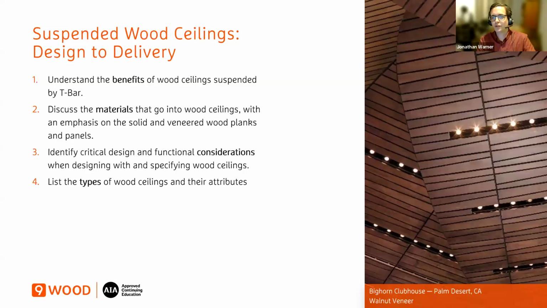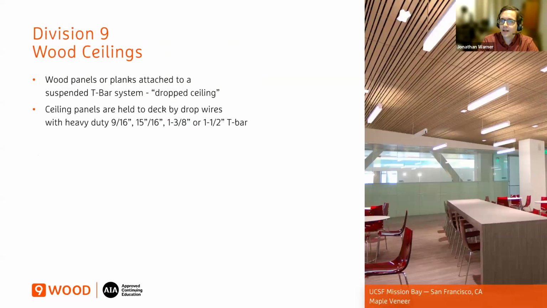Okay, so this course is a CEU accredited course. I'll give you your 1 point. It covers the 4 topics: the understanding of the benefits of wood ceilings suspended by T-bar, the materials that go into wood ceilings, identifying critical design and functional considerations, and the different types and aesthetics of wood ceilings. So we're kind of a general overview of the wood ceiling genre, as they say.